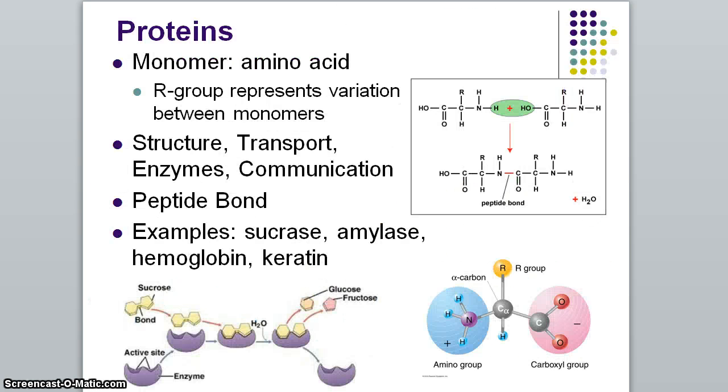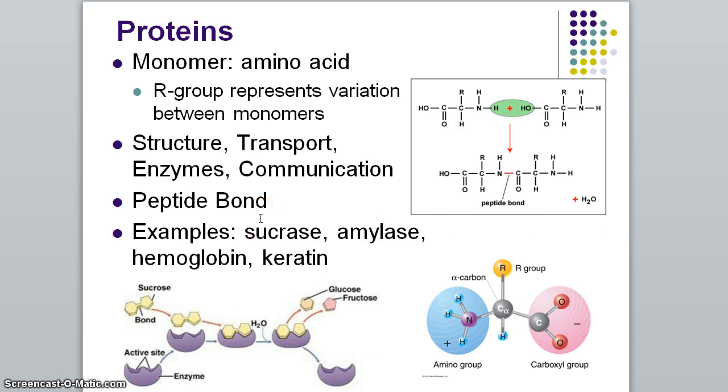Next are the proteins. The proteins have a monomer called amino acids. The amino acid monomer looks like this. It has a central carbon, it has a carboxyl group, it has an amino group, and then it has a hydrogen and a variable R group. The R group represents different variation between these monomers, so I'll show you that in just a second. In order to link 2 amino acids together through dehydration synthesis, you're going to form a peptide bond. Remove water to make a peptide bond.